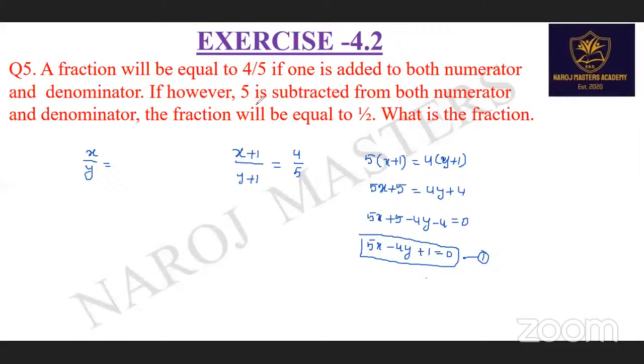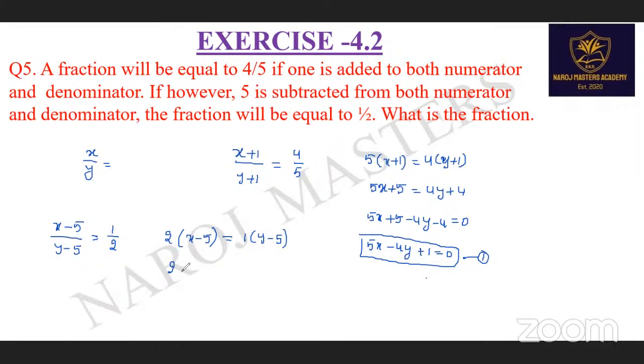And what about the second statement? If, however, 5 is subtracted from both numerator and denominator, means x minus 5 by y minus 5, this fraction will be equal to 1 by 2, he said. So 1 by 2. Do again cross multiplication. 2 into x minus 5 is equal to 1 into y minus 5.